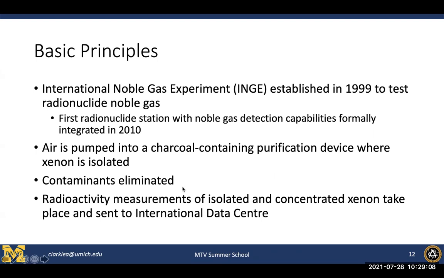And all of the contaminants are then eliminated. There could be contaminants like dust or water vapor or any other type of chemical element that are eliminated. Then we have resulting air that contains high concentrations of xenon, both in its stable and unstable form. Radioactivity is then measured at these stations of the isolated and concentrated xenon. And then all of that information is, again, sent to the International Data Center, where it can be analyzed further.